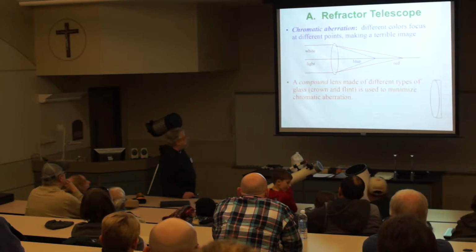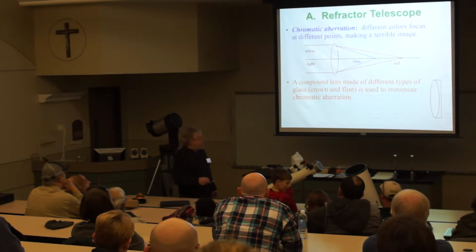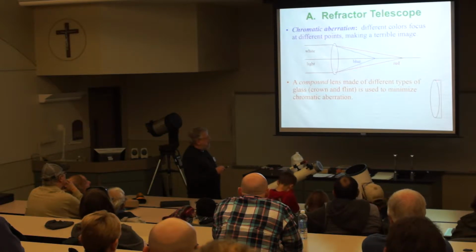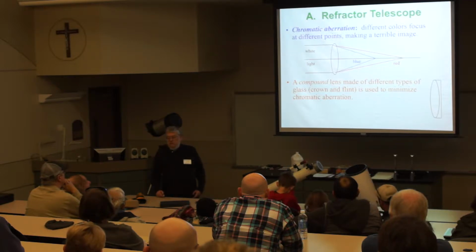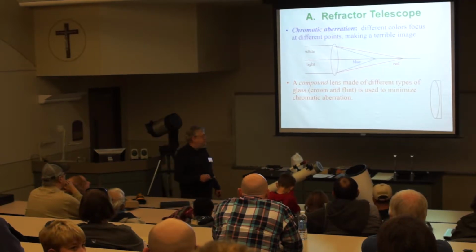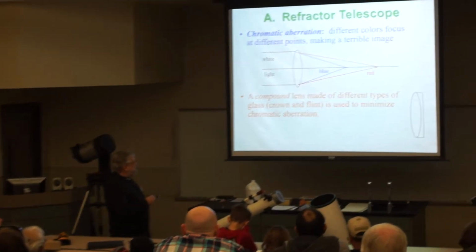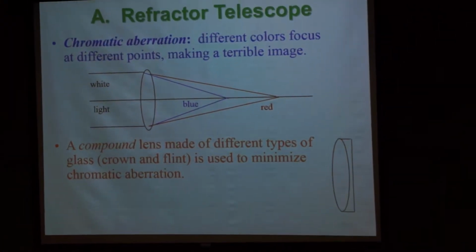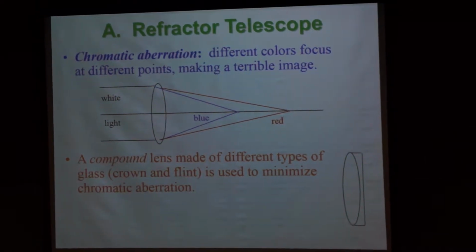The way to get around that is to use another kind of glass to make sort of a complementary lens. They can either be a little air space in between them, or usually now they're cemented together. Use two different kinds of glass, and that kind of cancels out, not perfectly, but pretty good, the effects of the chromatic aberration.